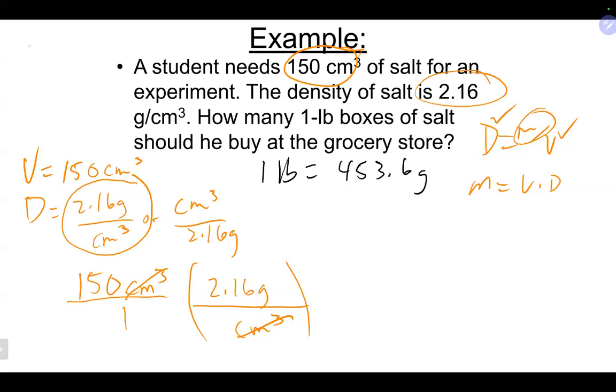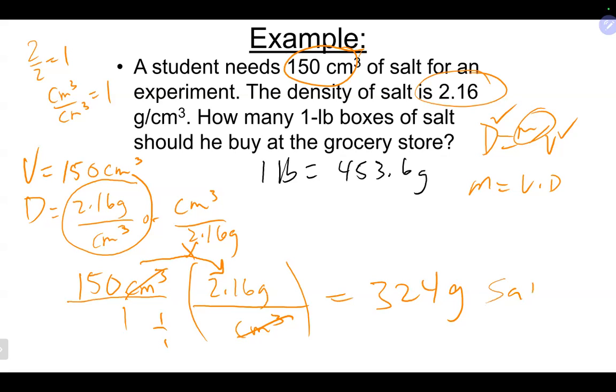So again, it's the same idea. If you took 2 divided by 2, it would equal 1. If you have cubic centimeters up on top and cubic centimeters on the bottom, they cancel each other out and equal 1. Mathematically, we're multiplying whatever's on top and dividing by what's on the bottom. In this case, there's not much on the bottom, but if there happened to be a number, we would divide by it. If we just multiply the 150 times the 2.16, that leaves us with 324 grams of salt needed.